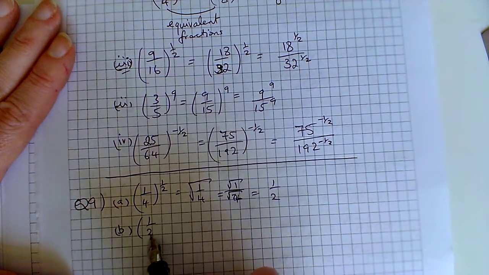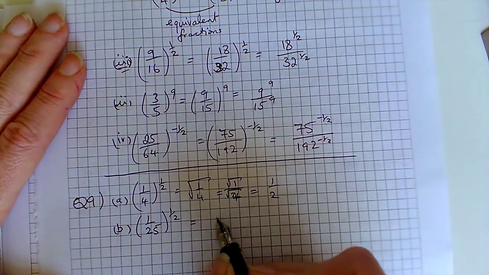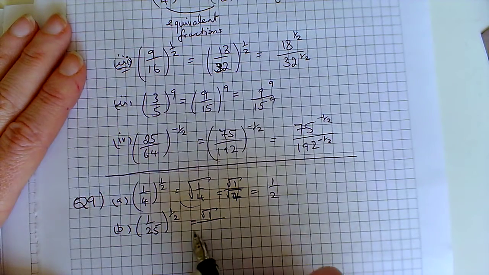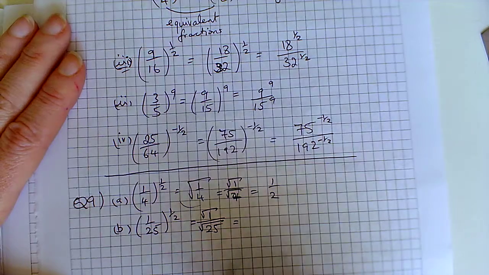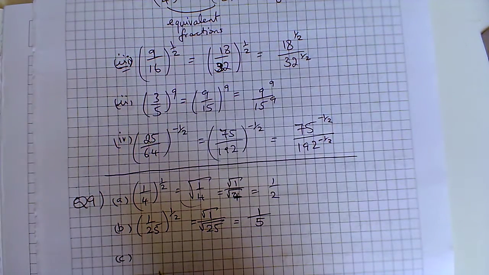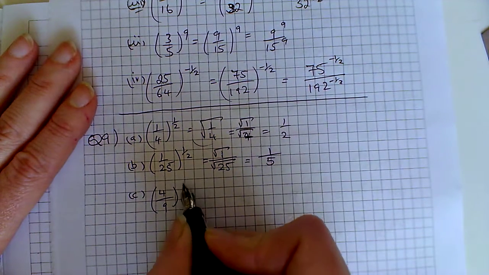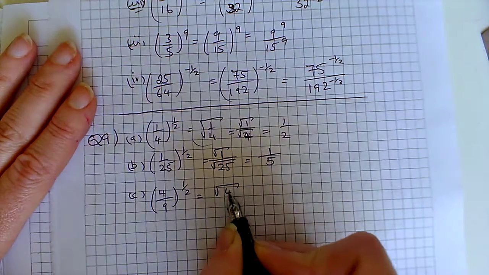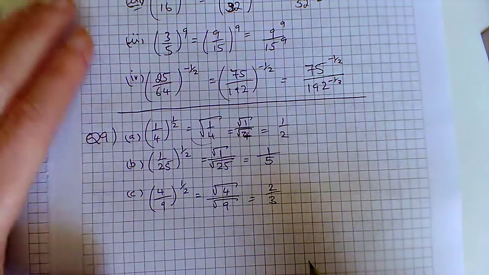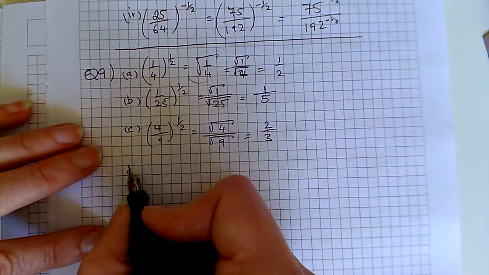Part B, 1 over 25 to the power of a half means the square root, and now I'm just going to skip this middle step here, the square root of 1 over the square root of 25, because the power of a half applies to the numerator and the denominator, and that's just a fifth. Part C, 4 over 9 to the power of a half, it's the square root of 4 over the square root of 9, 2/3. So again, that power of a half applies both to the numerator and to the denominator.